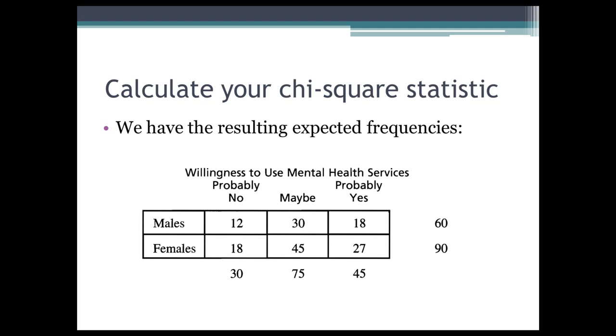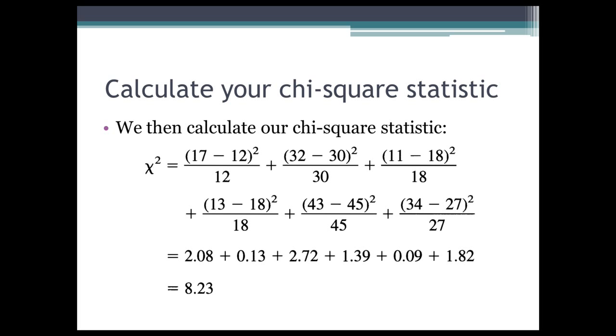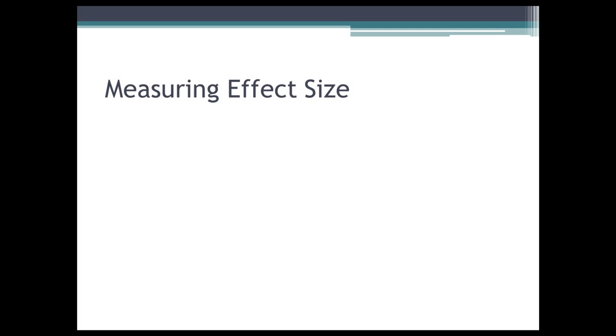And then we can calculate our chi-square statistic based upon the resulting frequencies. It's the same formula as before. We have our observed minus our expected, squared, over the expected, and then the summation of this is 8.23. So in this case, we would definitely reject the null.